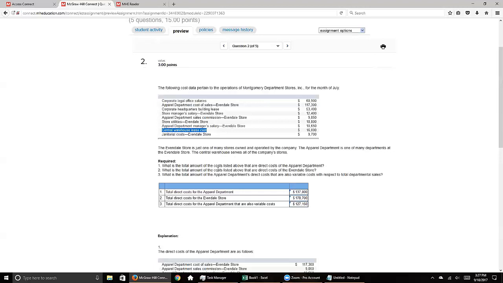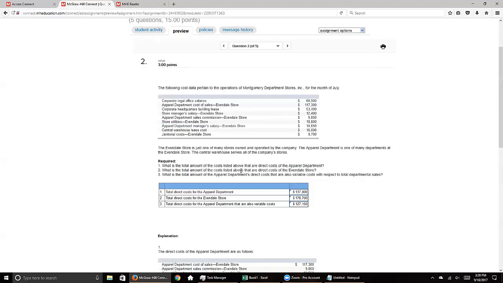And we were asked to come up with subtotals of costs that are direct with respect to two different cost objects. So the first was, what costs are direct with respect to the apparel department? That's going to be anything that I can trace within some reasonable measure to the apparel department as a whole, regardless of whether that's the Evendale store or any of our other stores. Looking at this particular list, the subtotal's already popped up here, but the costs I see that are traceable to the apparel department are certainly the apparel department cost of sales for the Evendale store, the apparel department sales commissions for the Evendale store, and the apparel department manager's salary for the Evendale store. So again, that's for the apparel department as a whole.